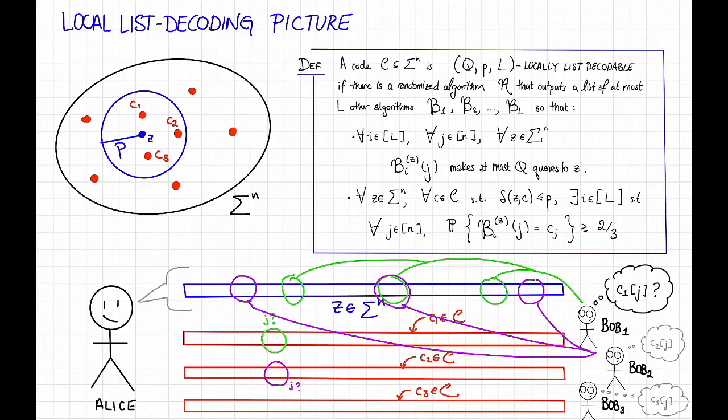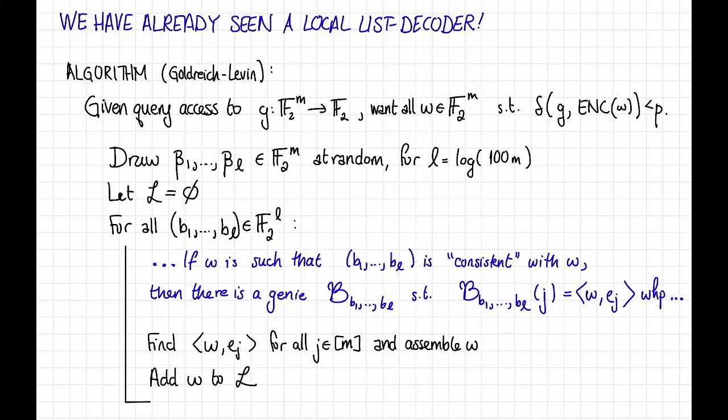Okay, as we went through the definition of a locally list decodable code, you might have noticed that we have actually already seen a locally list decodable code. In particular, the Goldreich-Levin algorithm that we saw in the previous video had as a part of it a local list decoder for the Hadamard code. Here's another way of writing that algorithm in a way that looks a little bit more like the definition that we wrote on the previous slide.